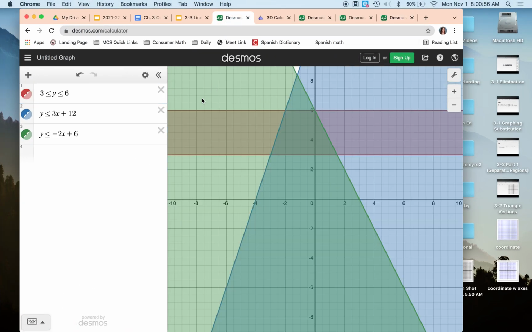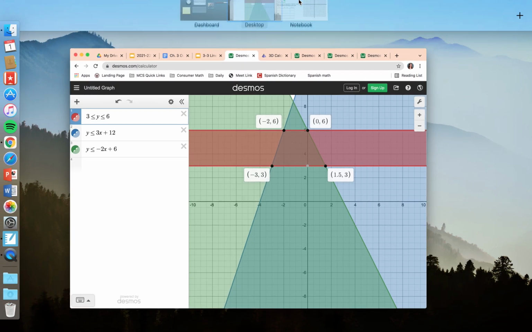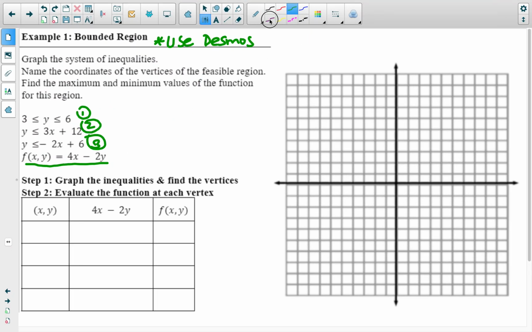Let's see, I think it's this one. Yeah, so this is our region of inequalities. We can see right here that we have an overlapping region right in the middle, and then we have 1, 2, 3, 4 vertices. How to tell something's a vertex is to look and see, is it kind of like a corner? Is it a corner of your feasible region? So here we have 4 of them, and we're going to plug these 4 into our function to see which one or which ones are our maximums and minimums.